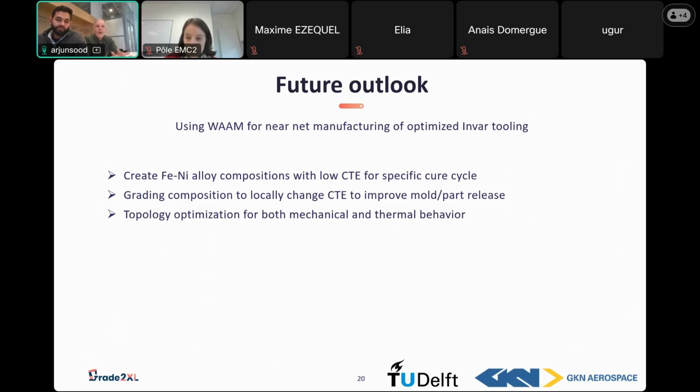But if we can also use our thermal behavior together with the composition in this optimization, we can go even beyond that, to reduce much more material, to simulate for both the mechanical and the thermal behavior. So that's future work. We showed now that it can be done to tailor INVAR alloys towards a specific expansion that we need, and that opens up a lot of opportunities for the future.